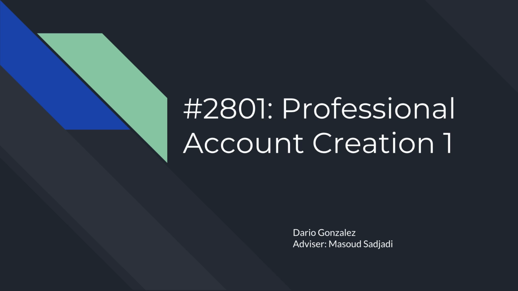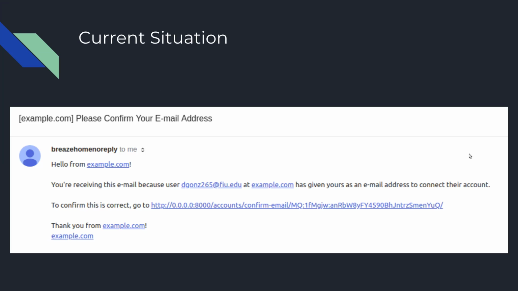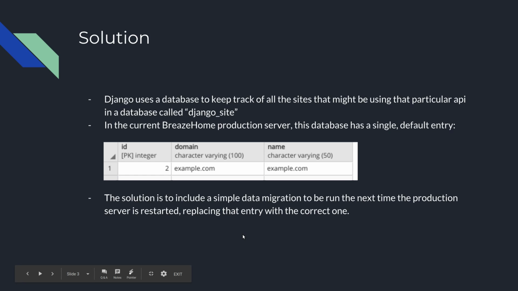This video addresses the first of two parts of user story 2801, professional account creation. This is the current situation. When you first create an account on BreazeHome, you get a welcome/confirmation email, and the thing that stands out to me immediately is the fact that example.com appears here 5 times. Not exactly professional.